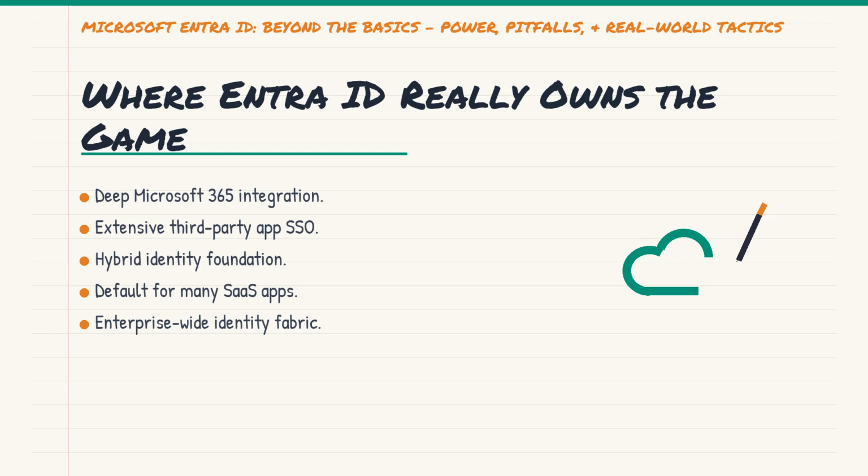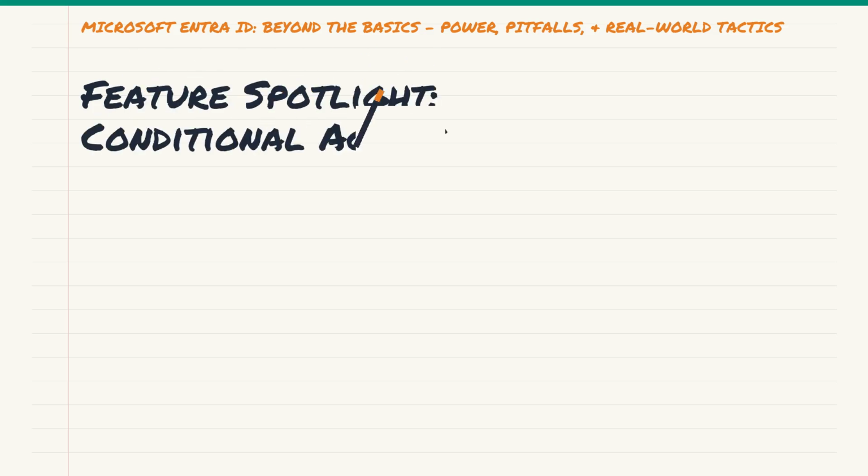But it's not just about Microsoft's own cloud stuff. Due to its robust protocols and extensive app gallery, it's become a go-to for single sign-on (SSO) for thousands of third-party SaaS applications. Many organizations, even those not fully committed to the Microsoft cloud, leverage Entra ID for this central authentication point. It's also the backbone for many hybrid identity scenarios, bridging on-premises Active Directory with cloud resources. It's the glue that holds a lot of modern enterprise identity together, especially if you have any Microsoft DNA in your infrastructure.